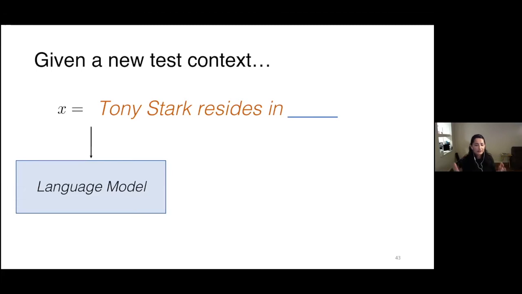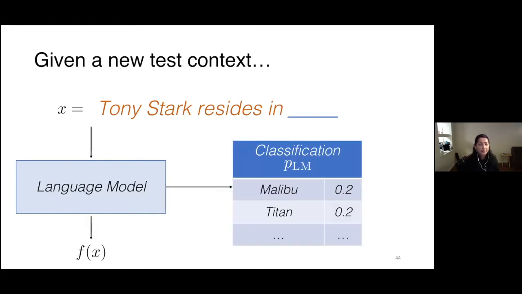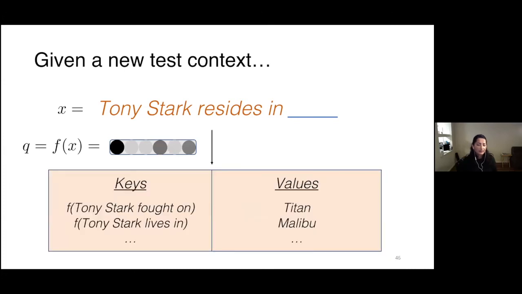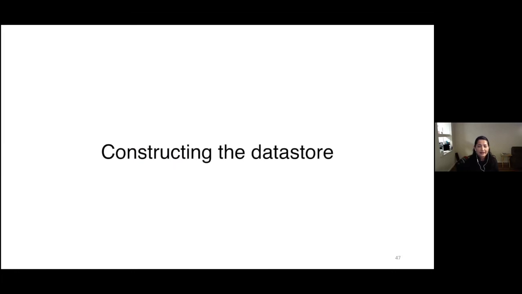So we first start by feeding our test context, which is denoted by X here. So I'm going to use X to denote the test context, and C will denote the memorized contexts. So we feed this test context to the language model, which outputs a distribution for the next word, and also a high dimensional representation of that context, f of X. And this representation is used to query the nearest neighbor's data store, which is just a collection of keys and values that was constructed offline. Let's quickly see how that was done.